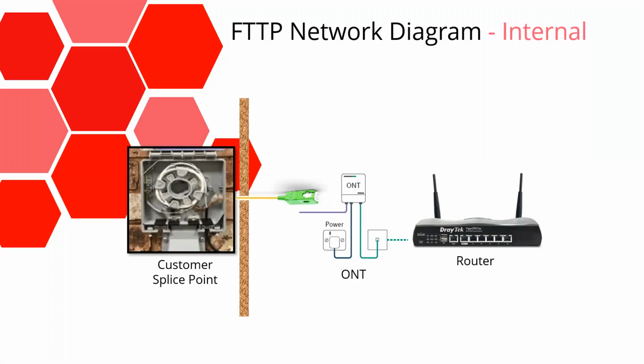So once the fiber line reaches our building, it will enter into the small box on the left that they call the splice point. From there, fiber cable goes through a hole in the house, through the wall, where it is usually connected to the ONT device.